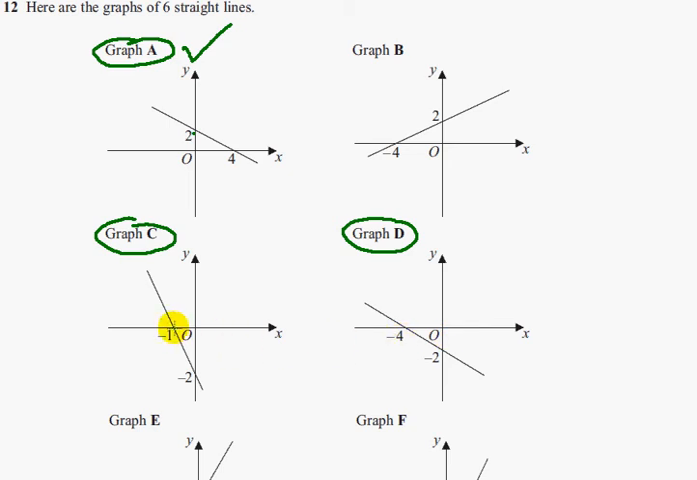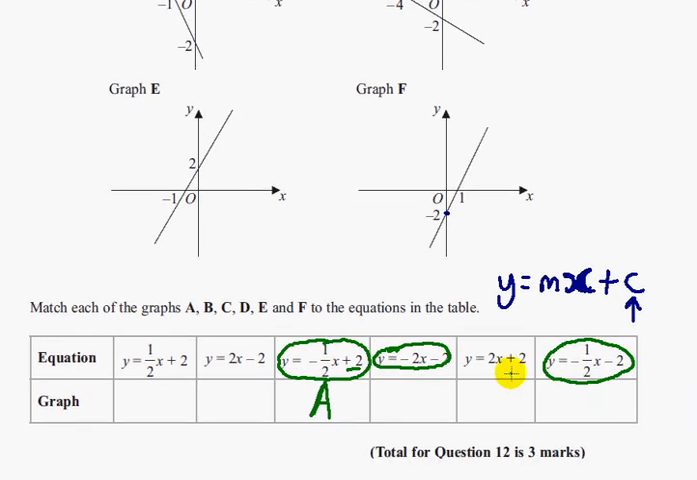If I have a look at this one, 1 to the right, it goes 2 down. 1 to the right, it goes 2 down. So this one has a gradient of minus 2. And this one, 4 to the right, it goes 2 down. So that means 2 to the right, it must go 1 down, so 1 to the right, it must go half down. So this one must have a gradient of minus a half. So let's have a look. One of them has a gradient of minus a half, which was D. And this one has a gradient of minus 2, which was graph C. So far so good.